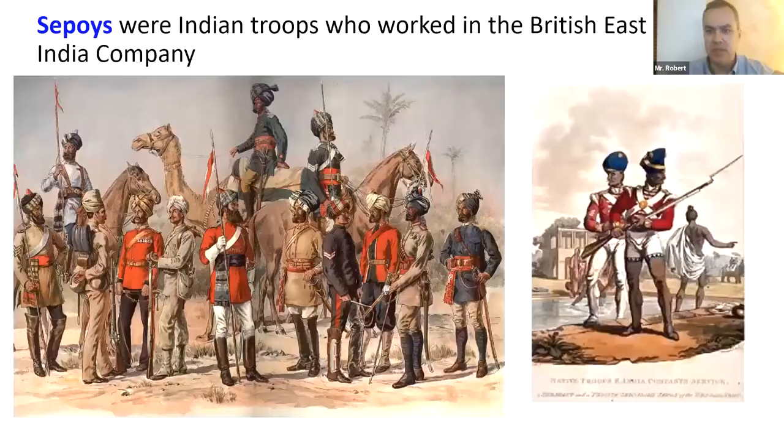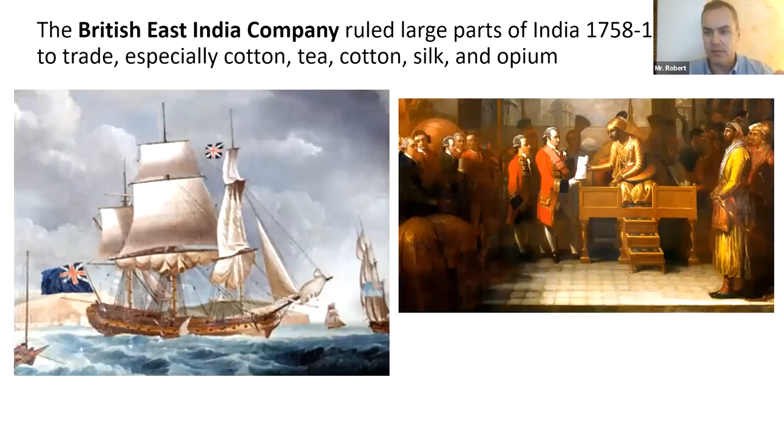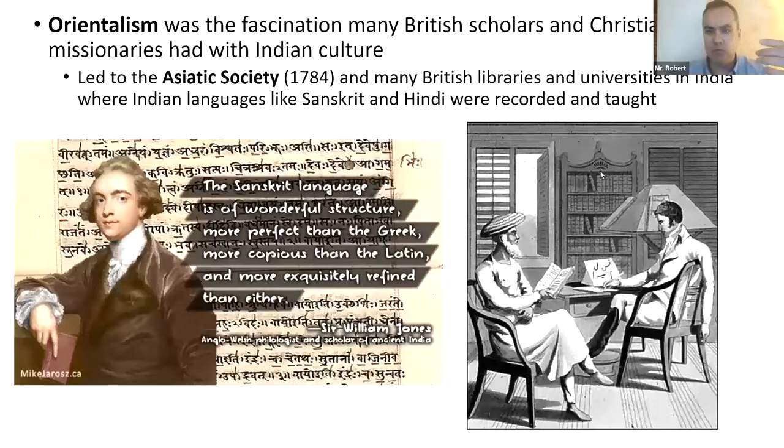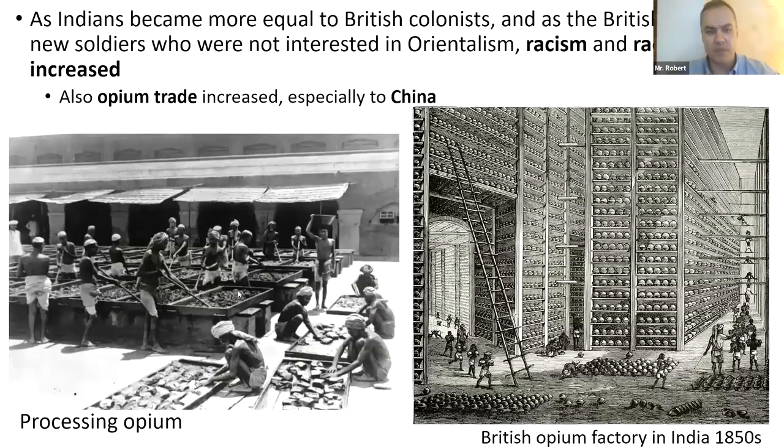It was no longer just the East India Company in a friendly way working with the Mughals. Now it was more divided. And Indian people were basically put to work processing opium, which is a drug. We're going to see that was sent to China. The British became drug dealers and sent drugs to China and basically got people hooked on opium in China, the Opium Wars. And you see this massive opium factory over here.